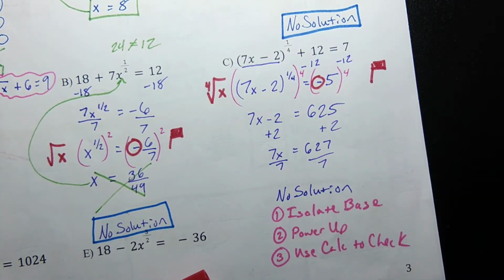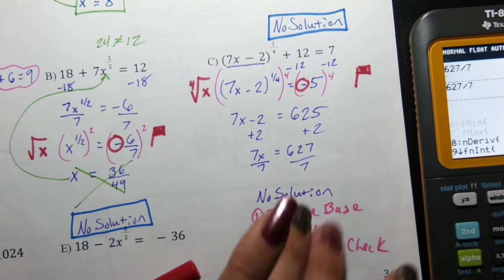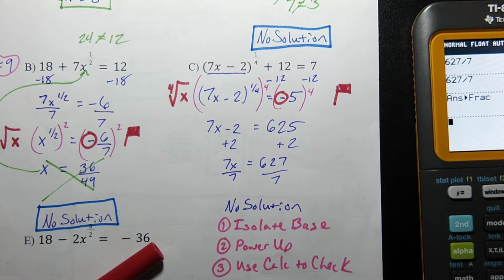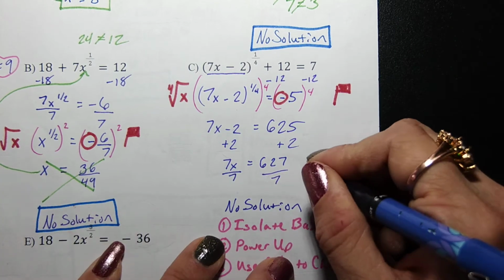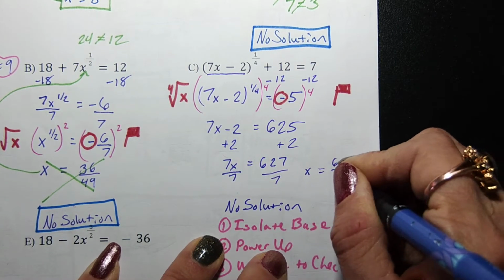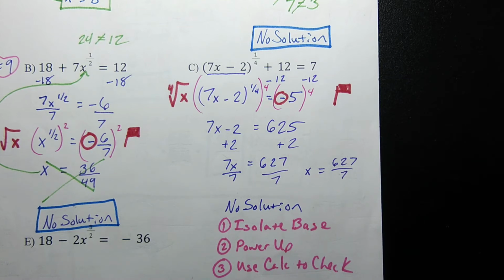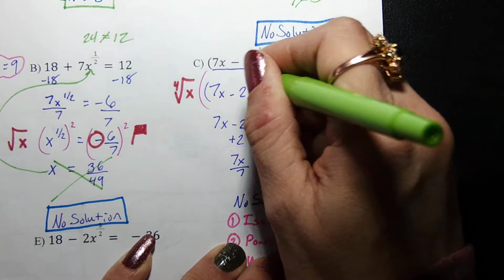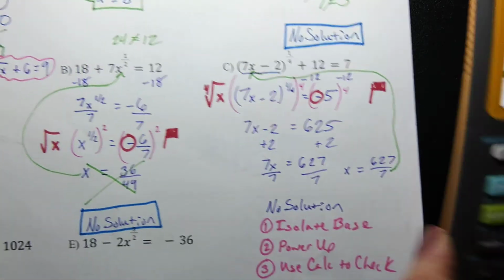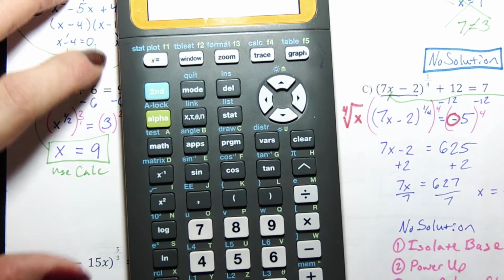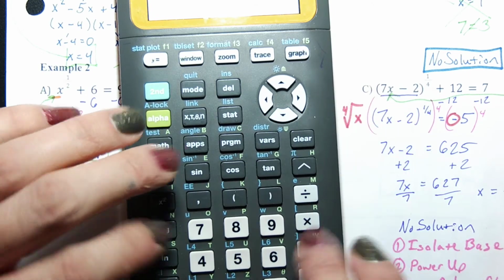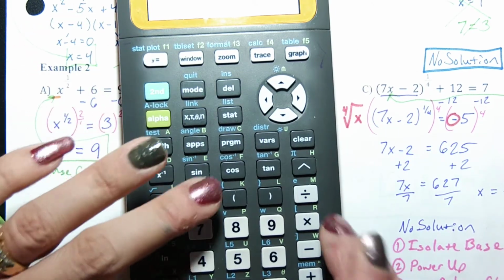And we get 627 divided by 7. Math, enter, enter. And ooh, that's just going to stay that nasty fraction. So we take that nasty fraction, x equals 627 over 7. And then we would plug it back into our original expression, making sure we're plugging it in exactly as it's written. So I'm going to do the parentheses, then 7 times 627 divided by 7, and then minus 2. Raised to the 1 divided by 4 power.